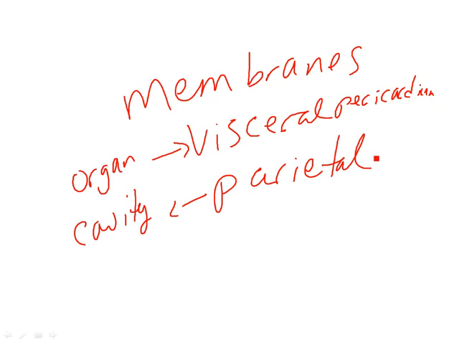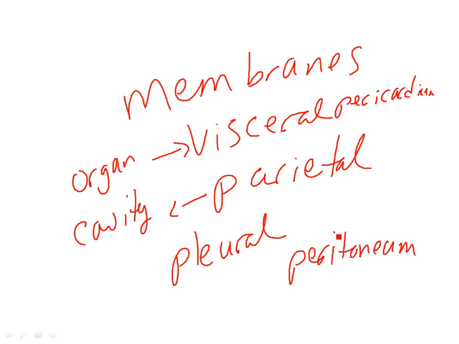If you have a visceral pleural cavity membrane, that's surrounding the lung. A parietal pleura or parietal pleural membrane is surrounding the cavity. And if you see the word peritoneum, that's the abdominal cavity. So your visceral peritoneum is surrounding the organs in the abdomen, and your parietal peritoneum is surrounding the abdominal cavity. So if you haven't looked at that, go back and think about your membranes.